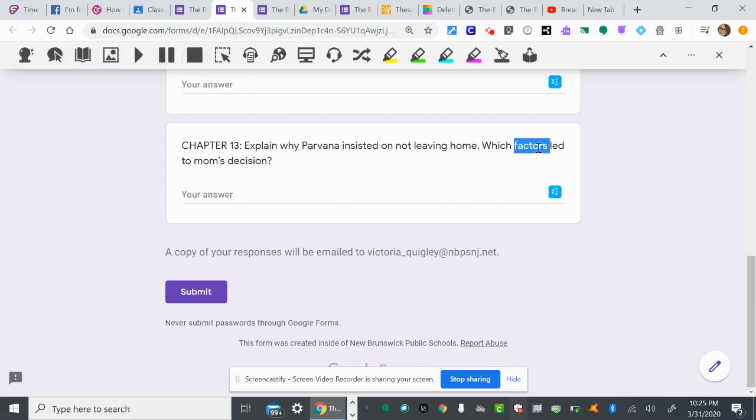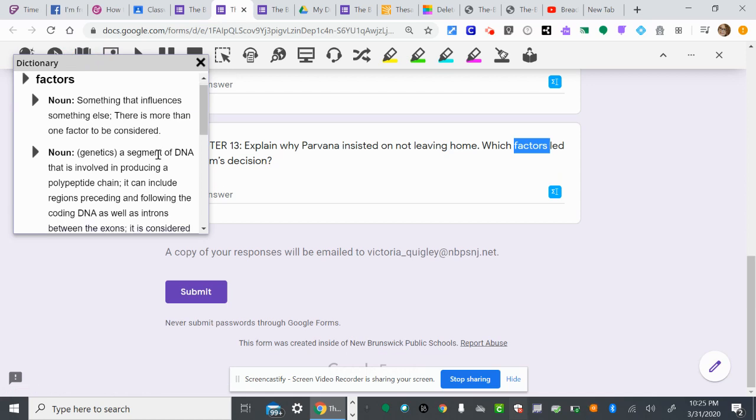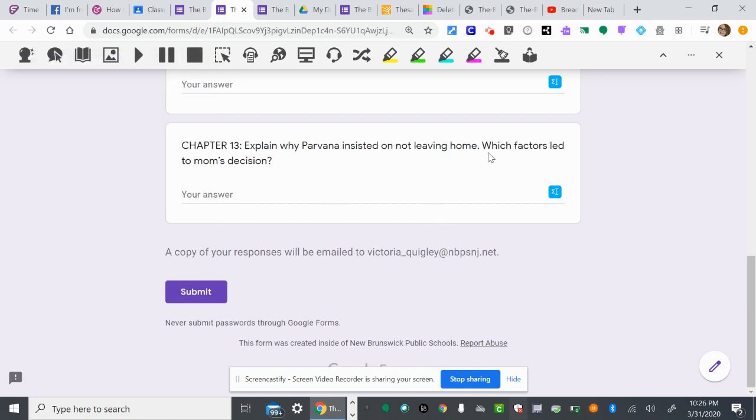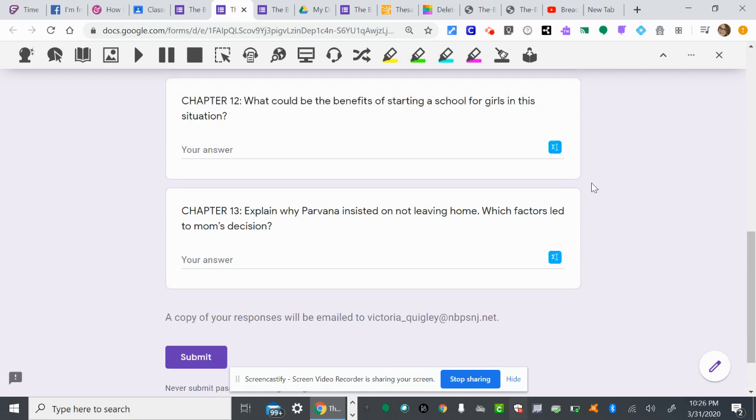And by factors, I mean what things led to the mom's decision. So, if I look up factors, something that influences something else. So, what happened that made the mom decide that Parvana shouldn't leave home? So you can really look up all of these words. If you don't know what the question means, you can look up all of the words.